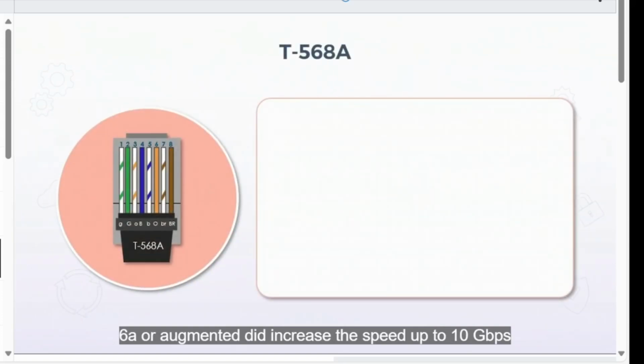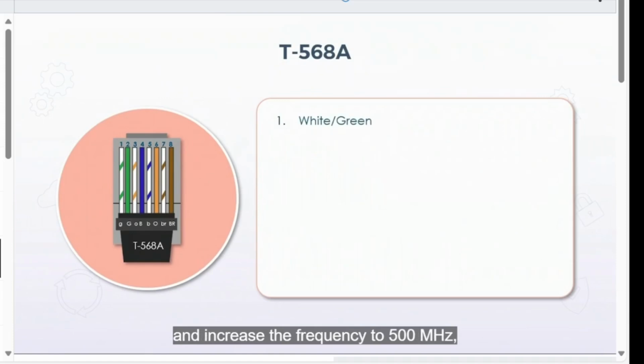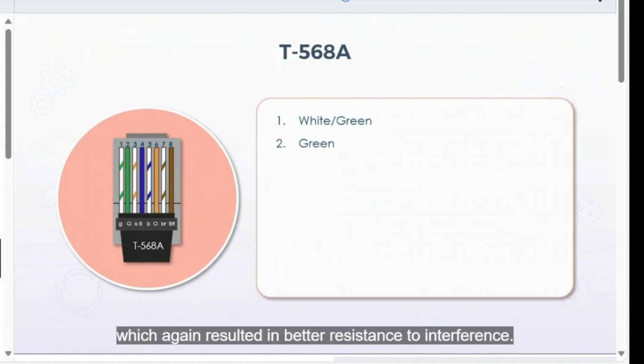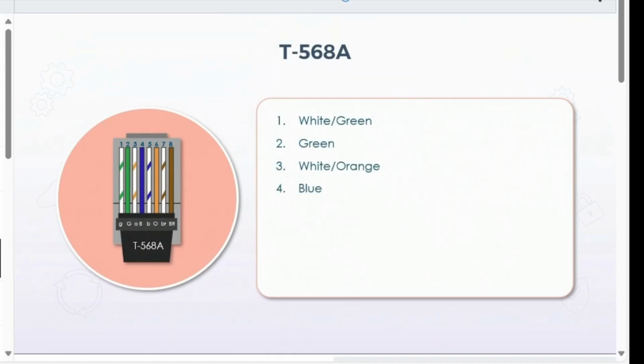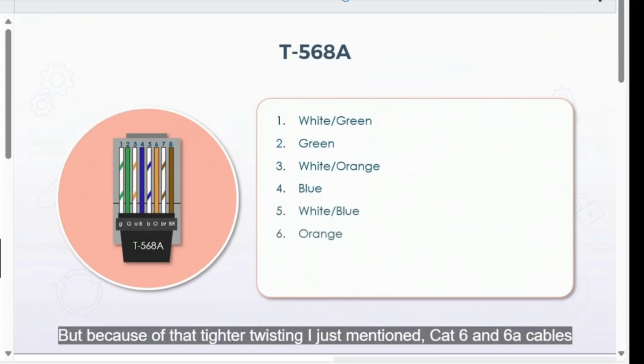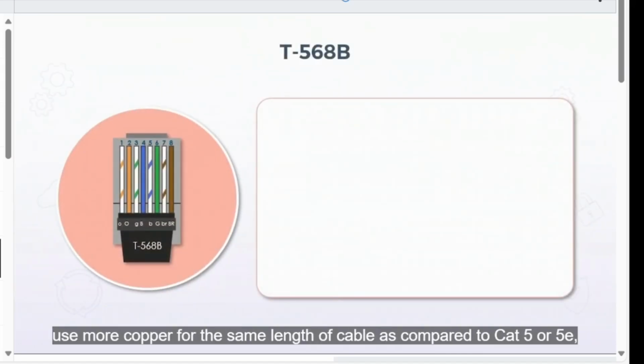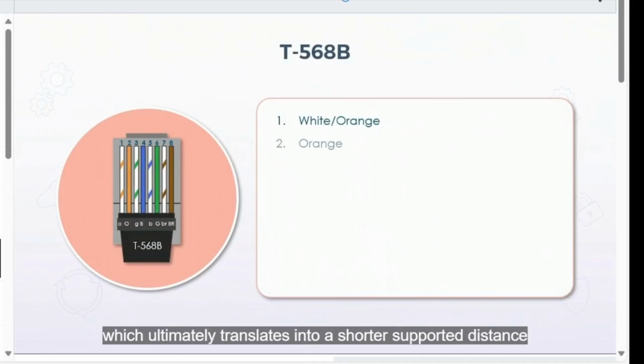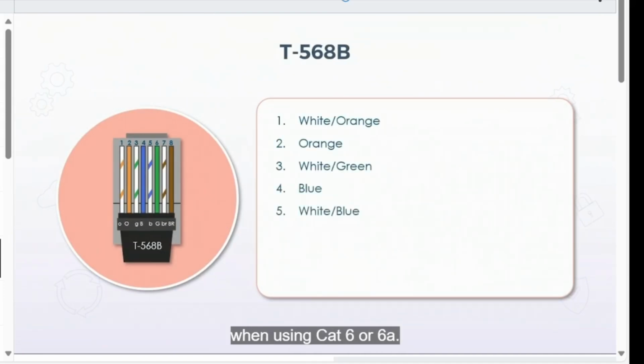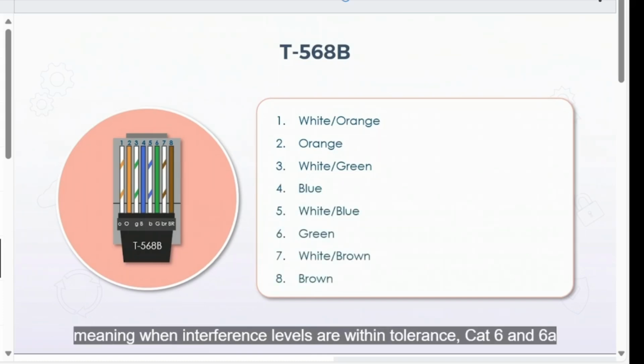So for the 568A pattern itself, from pin 1 to 8, the sequence is white-green, green, white-orange, blue, white-blue, orange, white-brown, and brown. Then for 568B, again from pins 1 to 8, it's white-orange, orange, white-green, blue, white-blue, green, white-brown, and brown.